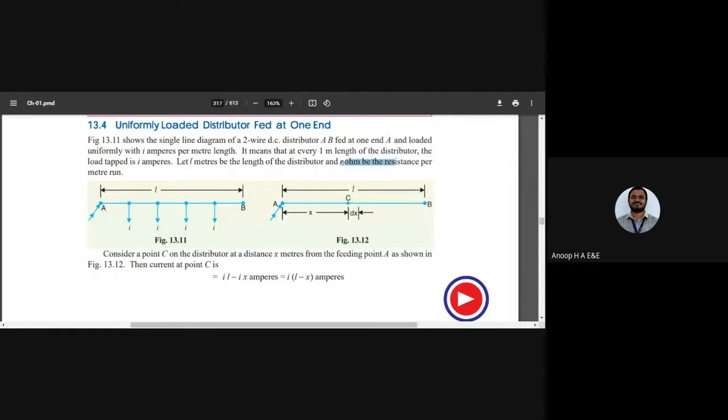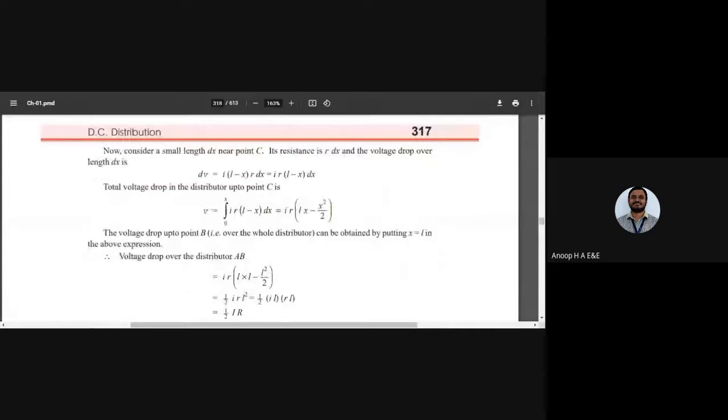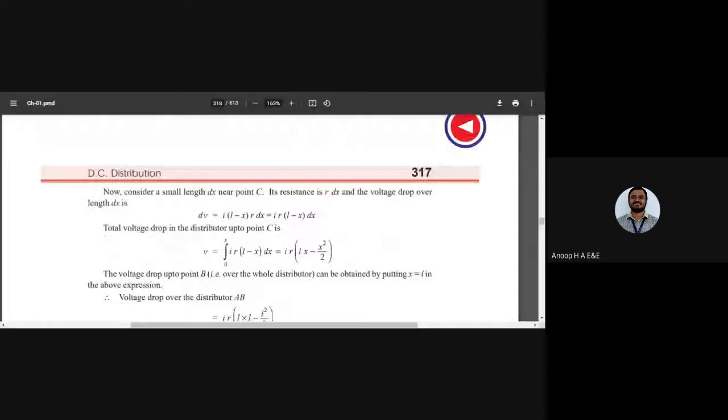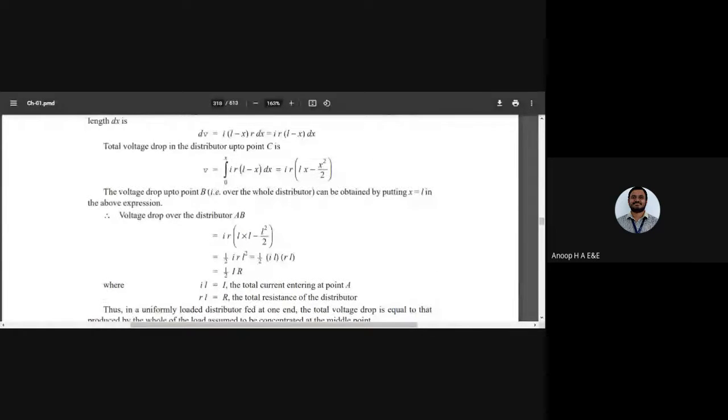Let's move ahead with the derivation. I had already done it, so let me brief it in a short time. dV would be equal to I times (L minus X). Why did we take it? We took a point C and we took dx as a small change in the length, and the voltage drop over the distributor is taken as half I R L squared. This L is what we got from 0 to X when we integrate it. So up to a point C, we have the distributor length.